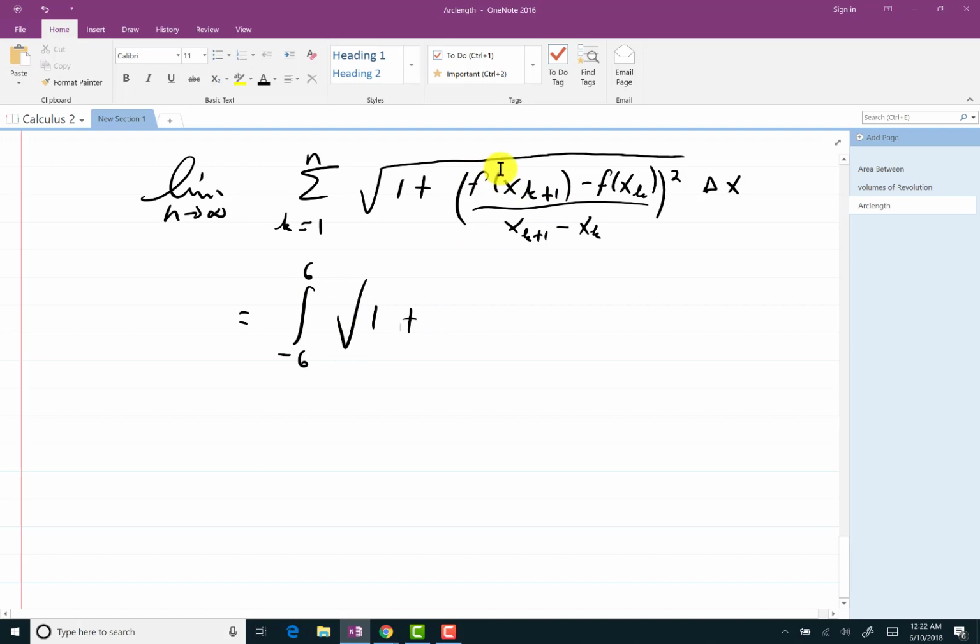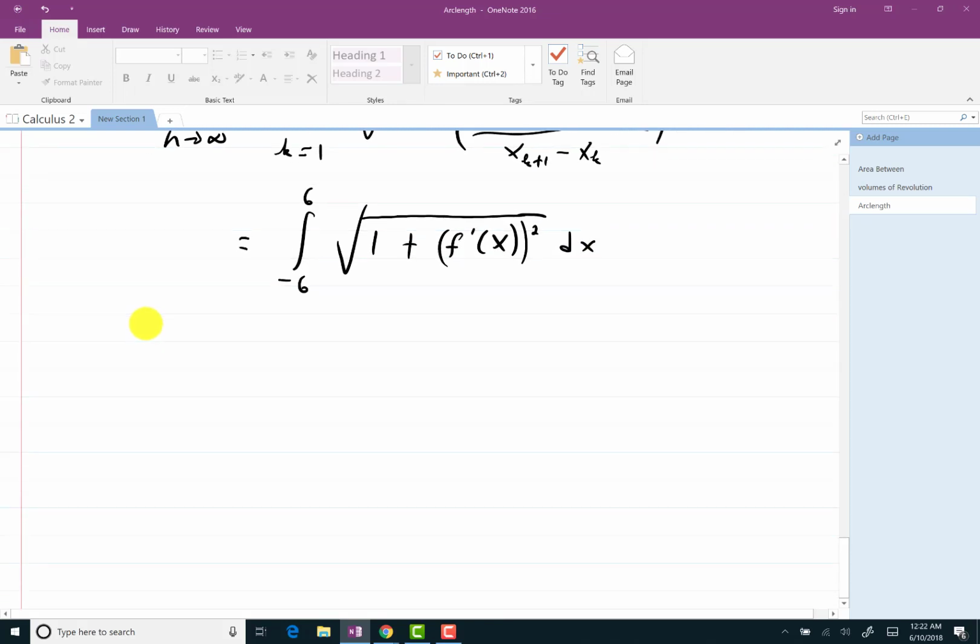This stuff here, since x sub k plus 1 is going to x sub k, that quantity is going to 0. This quantity is approaching the derivative at x sub k. But then, when you switch to the integral, you drop the x sub k part of it. That quantity is actually squared. Let me increase the vinculum. And delta x becomes dx.